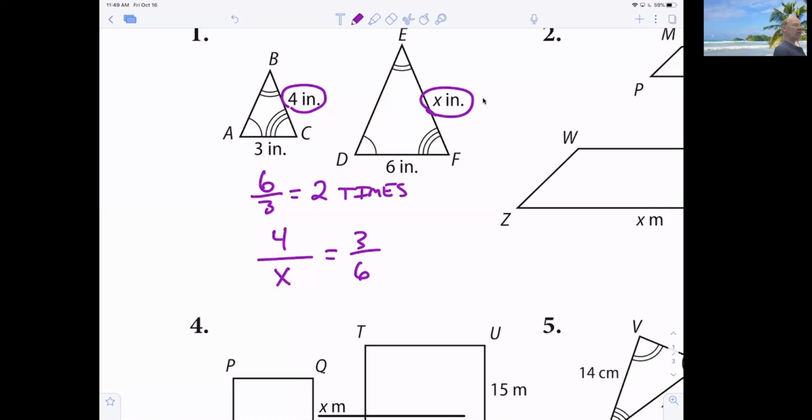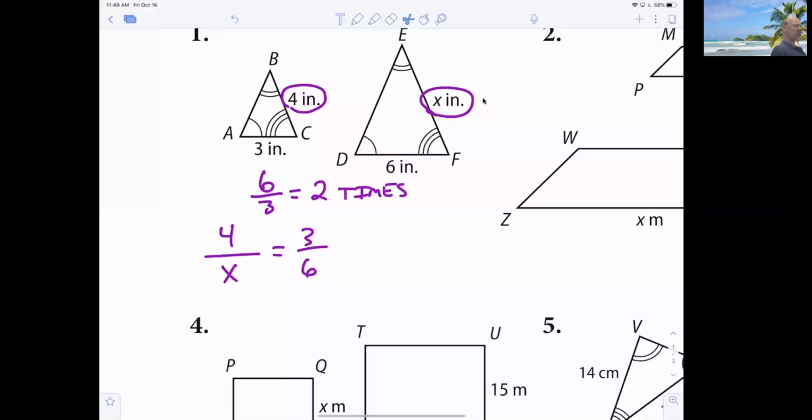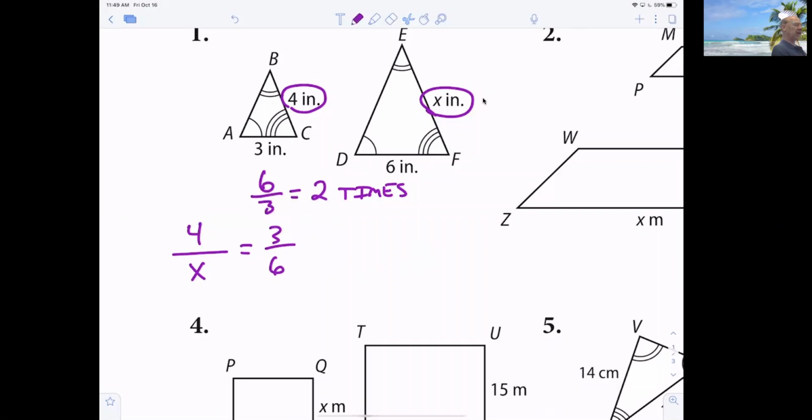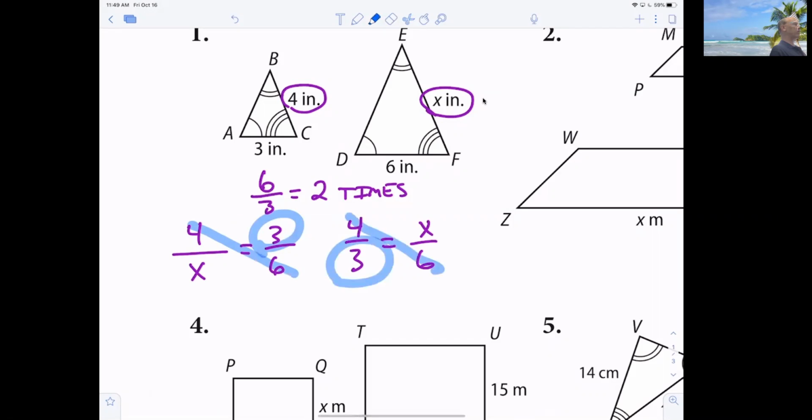Now, is that the only way to do that? And the answer is, of course, no. Watch me, please. Look up on the board. I could also say 4 over 3 is equal to x over 6. Is that going to be the same answer? Yes, if you cross multiply, 24 divided by 3. That's how I knew the answer was 8. Is everybody okay with that? That's your choice.